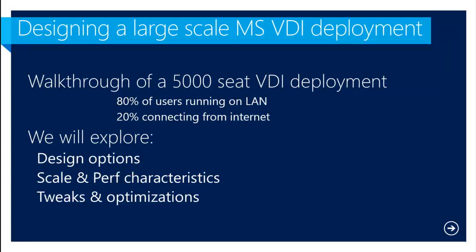So let's do a walkthrough of a 5,000 seat deployment. Let's say 80% of users are LAN and 20% are coming from the internet. I'd say that's a typical configuration. And we'll look at various options, 3 different designs. We'll look at the performance characteristics of the designs and what things to optimize.